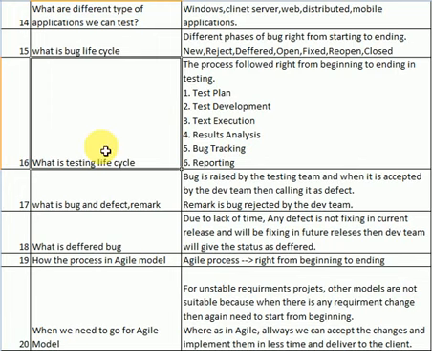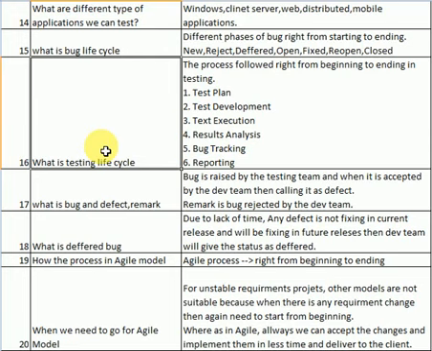16th one. What is testing life cycle? What are the different phases in the testing life cycle? Test plan, test development, test execution, results analysis, bug tracking and reporting. These are the various phases available. We need to perform all these phases. First one is the test plan. You need to plan each and everything.